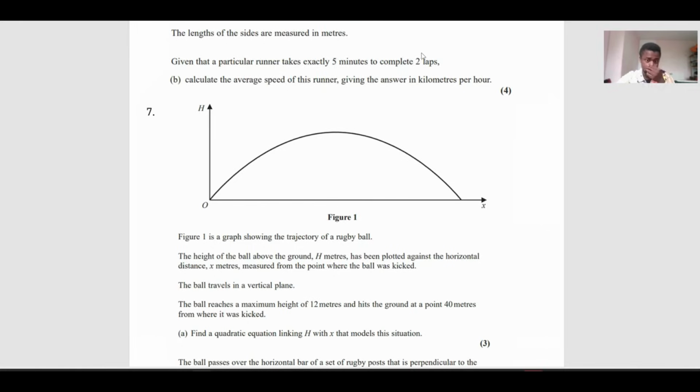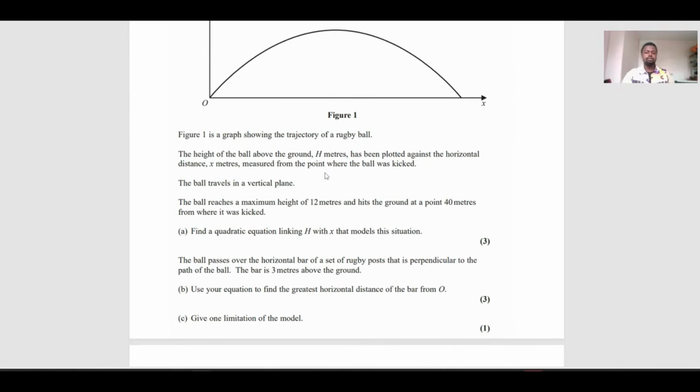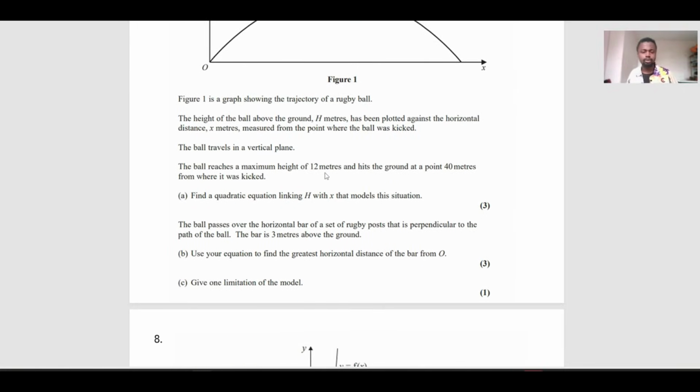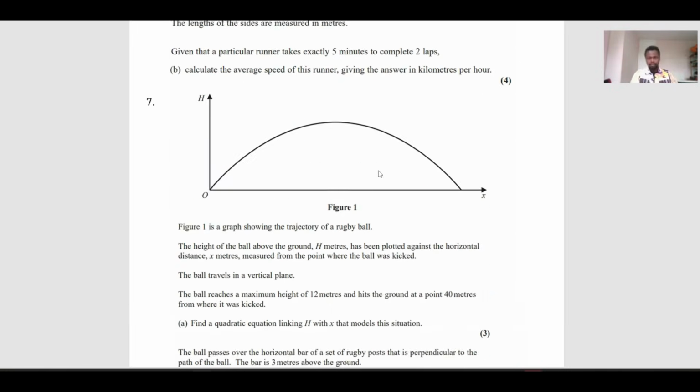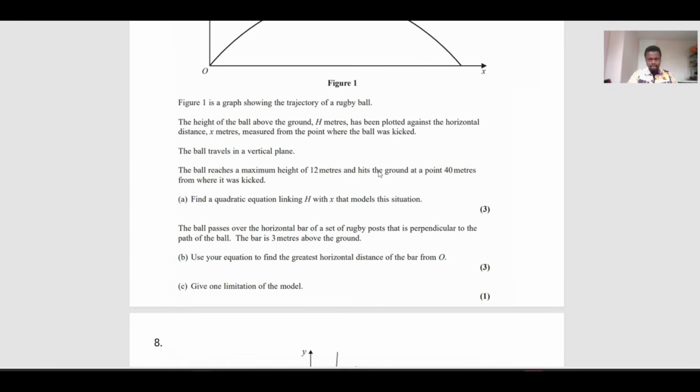Now let's see number 7. We have Figure 1, which is the graph. The height of the ball above the ground, h meters, has been plotted. So they want us to find the equation that connects h and x. If this is the graph, this is a curve. Now let's see some of the things given.